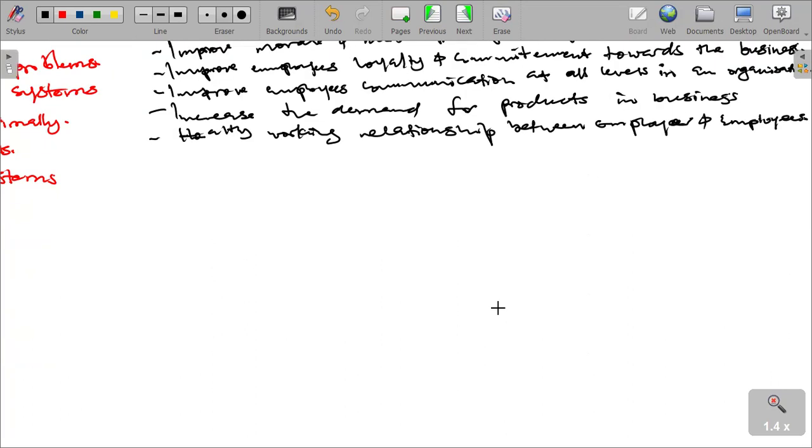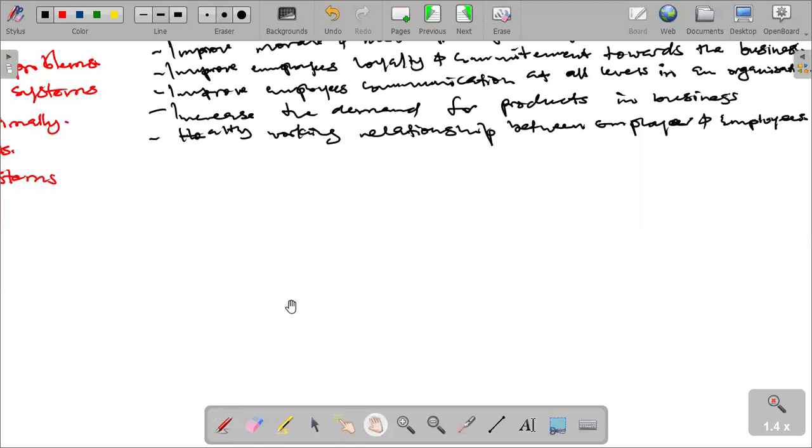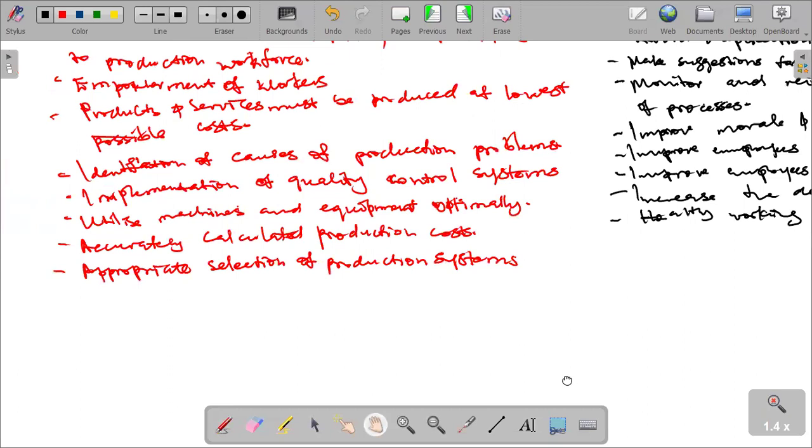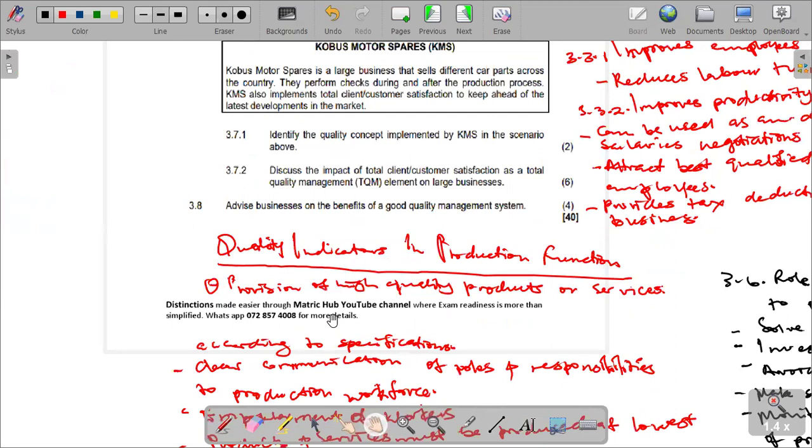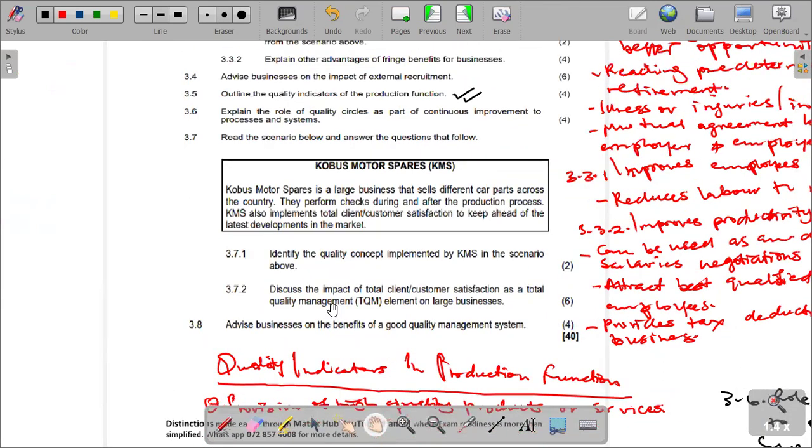Question 3.7.1. Read the scenario below and answer the questions. Corpus Motorspace is a large business that sells different car parts across the country. They perform checks during and after the production process. KMS also implements total client customer satisfaction to keep ahead of the latest developments in the market.